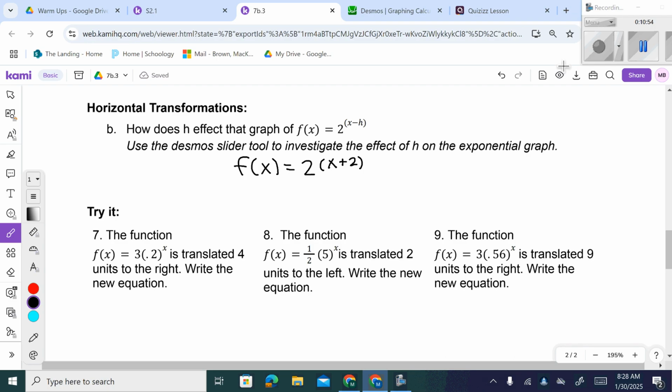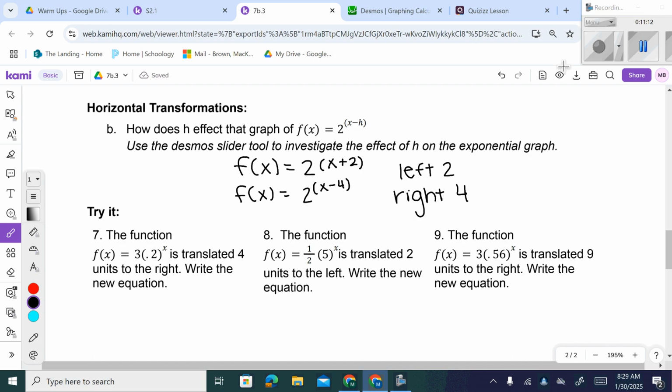Don't we all just talk about this? To the left, how many? 2. If it's with the x, that's left and right. What if I put f of x equals 2 to the x minus 4? Right 4.